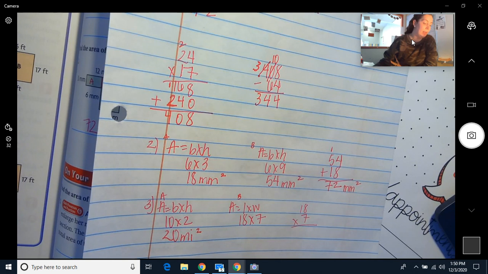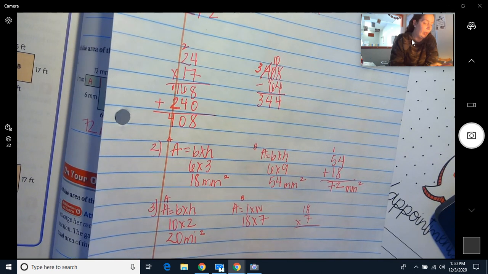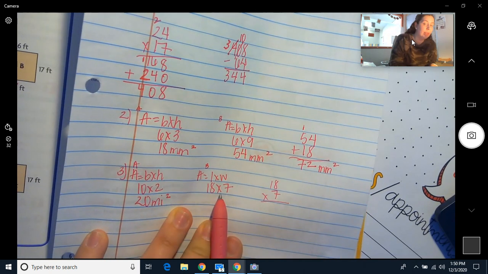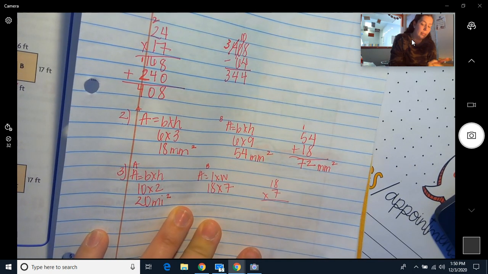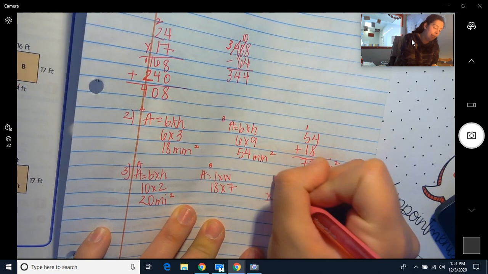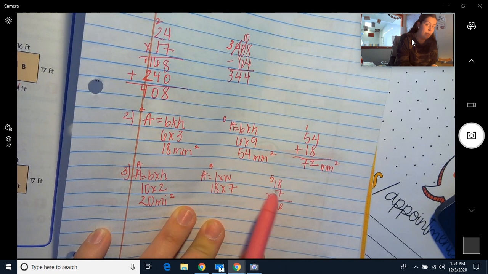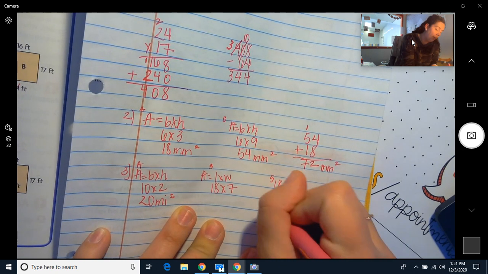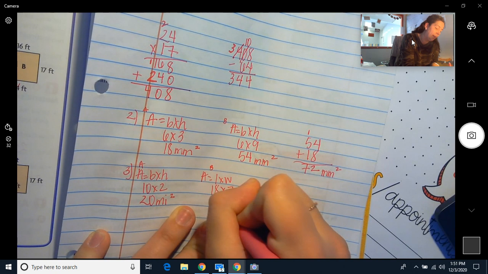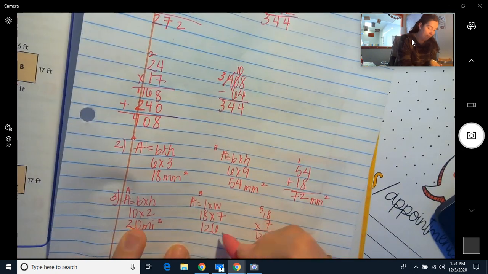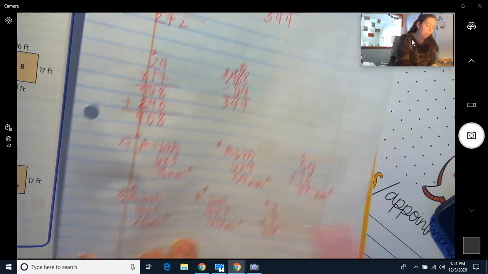I'm going to have Axel help me this time. Okay, Axel, let's break it down for our friends that may not know this off the top of their head, just like me. 7 times 8. 56. Write down my 6, carry my 5. 7 times 1, 7, plus 5 more, 12. So 126. What's my label, buddy? Miles squared. Good job.